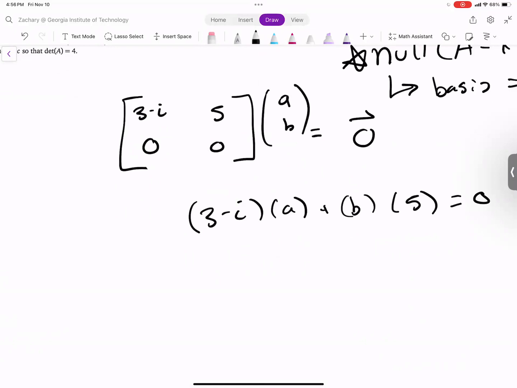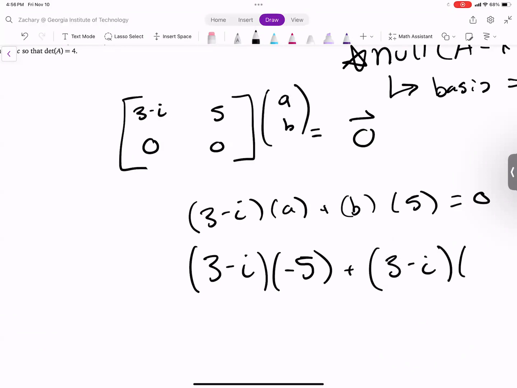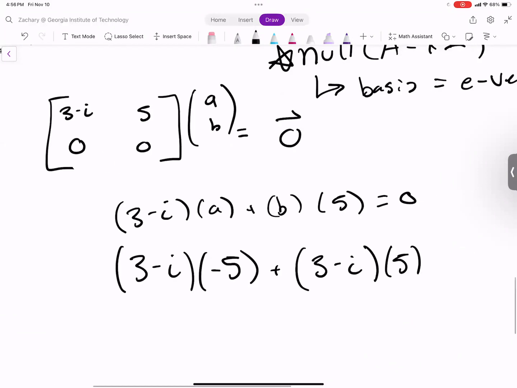You can think about some complicated ways to do this. The easiest case is to just flip them backwards. So make A be 3 minus i with a minus 5 and B be 3 minus i as well, with a positive 5. And what is this going to be equal to? 0. That is because these two sides differ by a negative.